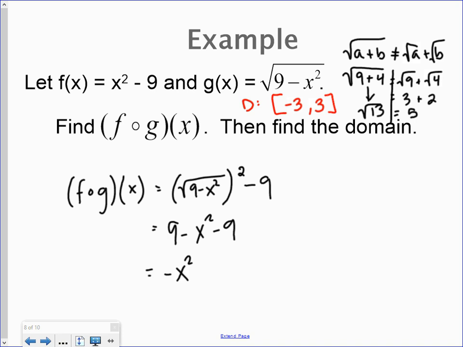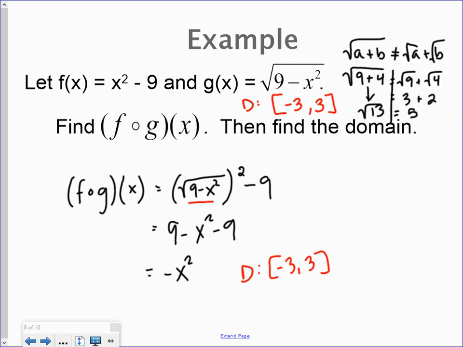So now we know that really in order to be able to do this function, negative x squared, originally we had to plug into g of x. So even though this equation looks like it should have a domain of all real numbers, we would say its domain is negative 3 to 3. It's restricted by the very first function that you had to plug into. Does that make sense? Do you have questions about that?